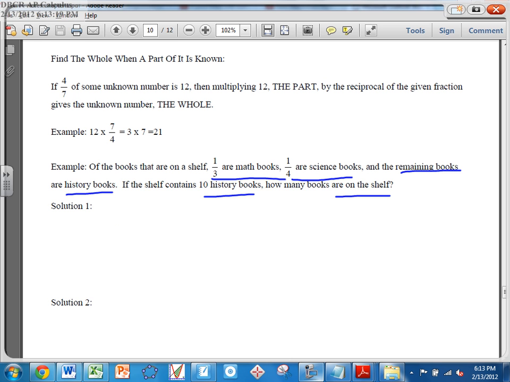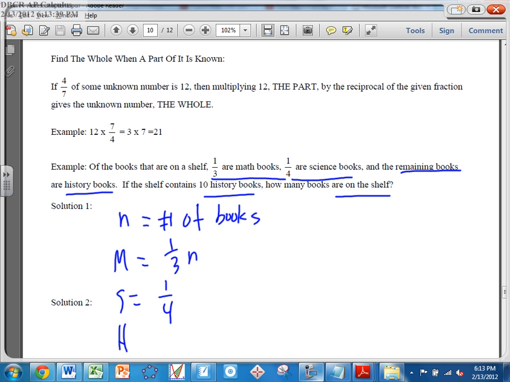So let's call the total books, instead of X for this one, let's use N, does not matter. N is the total number of books. So that means that math is represented by a third of the books, science is represented by a quarter of the books, and history, we said, is just simply 10. This is our let statement right here. The math books are a third of the total, the science books are a quarter of the total, and the history books are 10. So we are able to figure out how many books are there total. N is the number of books total.